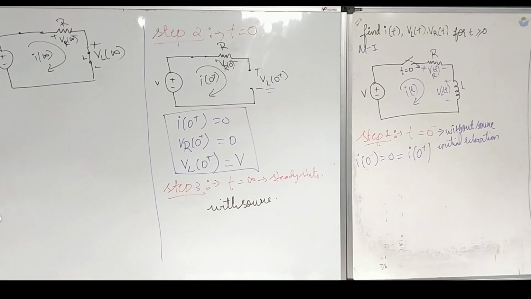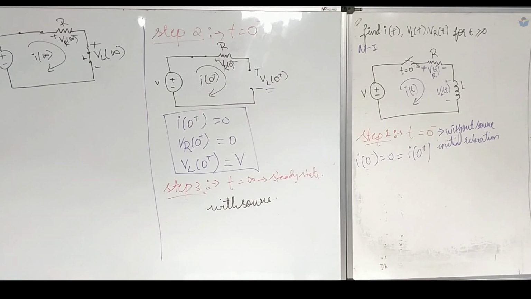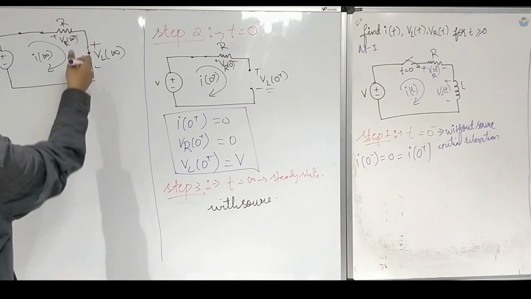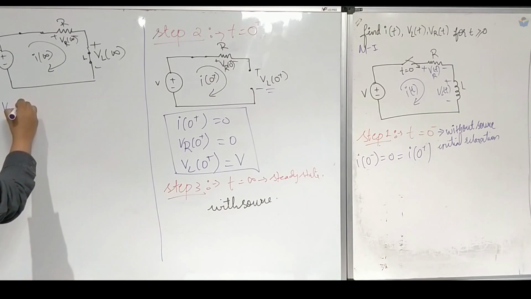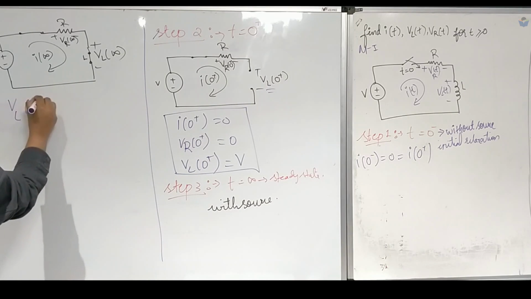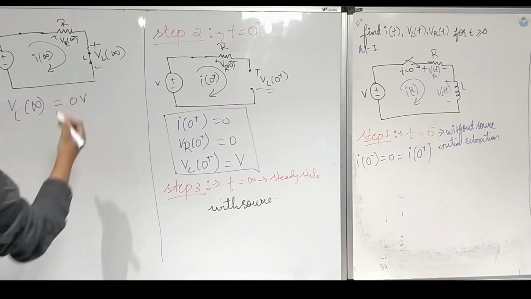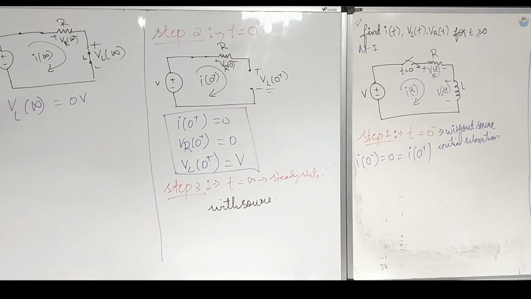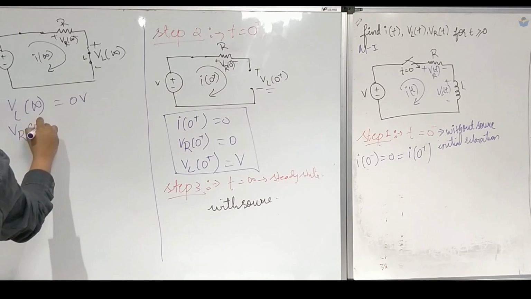Now we can again write the equations, right? So that is with source now. We are including the source, there is nothing open, this is also short circuit. So what will VR of infinite be, or first we will take VL of infinite. So what will be VL of infinite? When it is short circuit, it means that there is no voltage across it. So it will be 0 volts, right? Then we have VR of infinite.